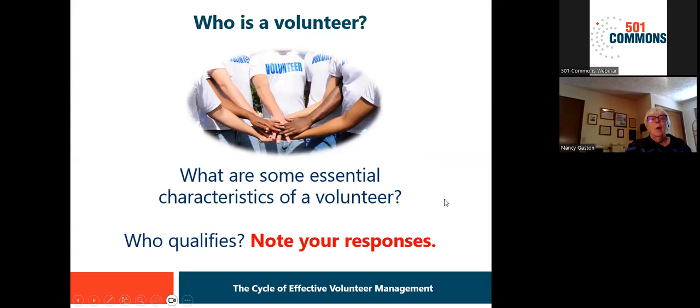Okay, what are the essential characteristics of a volunteer? We might say that it's totally voluntary. That's why we call it volunteer. But what if they are mandated to volunteer by the courts? Or what if they, quote, must volunteer in order to graduate or in order to get credit in a course? So that's a little fuzzier than we might think.